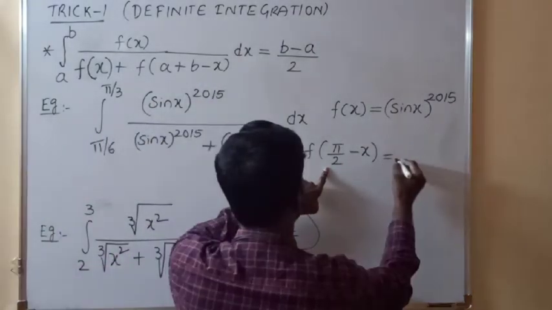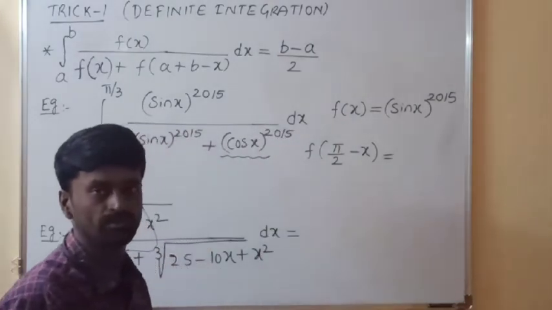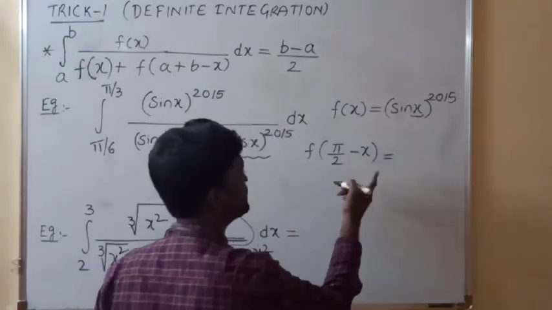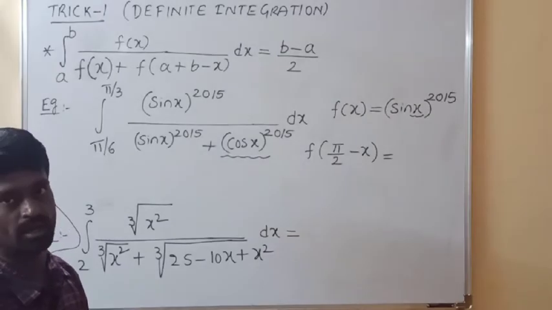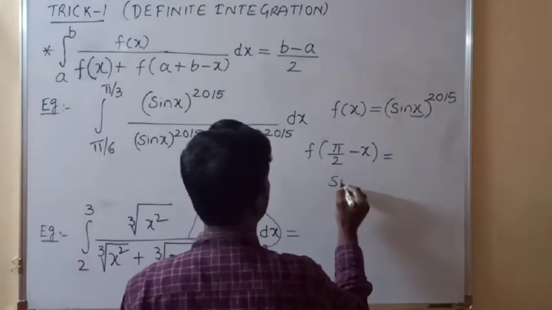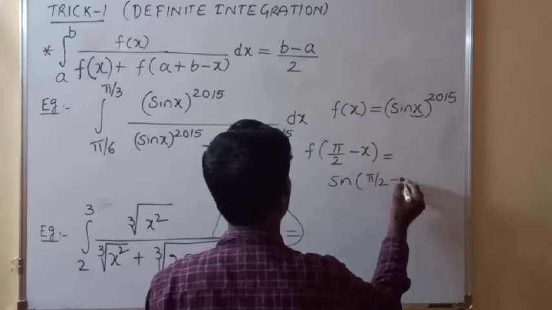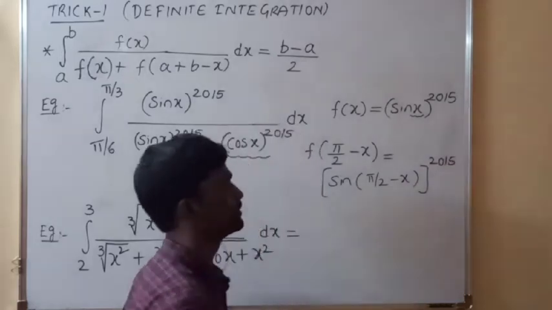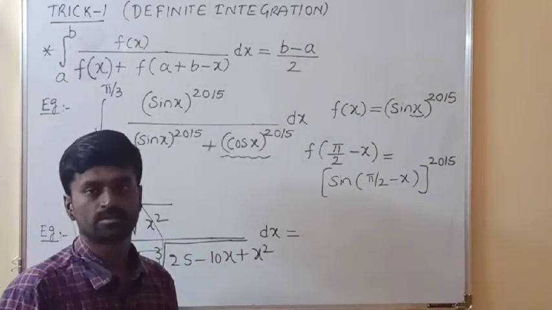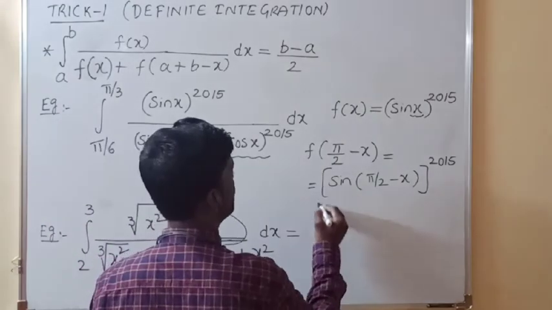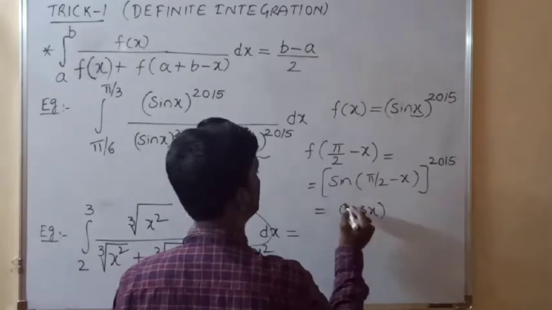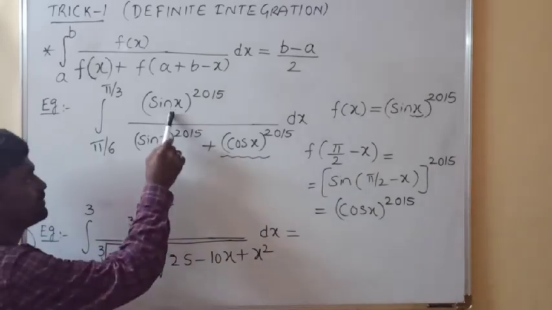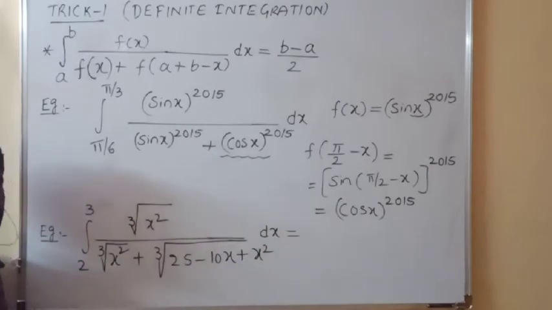As (sin x) to the power 2015 is f of x, how will we get f of (pi by 2 minus x)? Just by replacing x by pi by 2 minus x. So it is equal to (sin of (pi by 2 minus x)) to the power 2015. Sin of (90 minus x) is cos x, so it is equal to (cos x) to the power 2015. That means if you treat the first as f of x, then this term is f of (a plus b minus x).